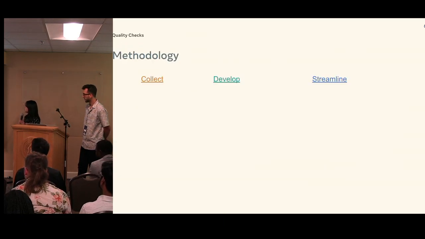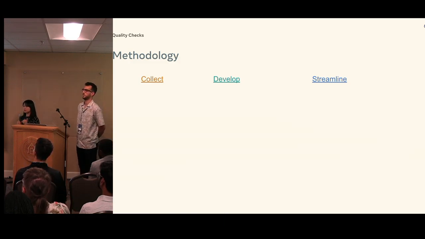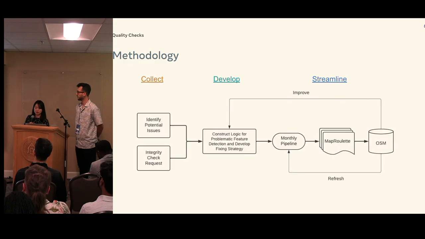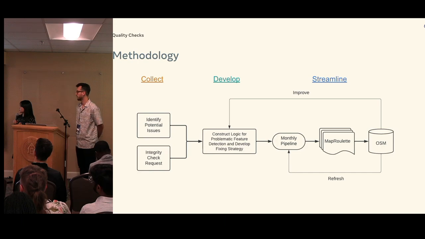And the methodology of this project is actually really straightforward, just like how we develop any other quality checks. We go through three stages: collecting the issues, developing issue detection logic, and streamlining the issues to a platform. In our issue collection stage, we rely on two sources. The first source is we identify potential issues based on the four dimensions. And the second source is we take integrity check requests from other teams. Once we have the issues collected, we move on to the development stage, which is constructing logic for detecting problematic features and developing the fixing strategy.